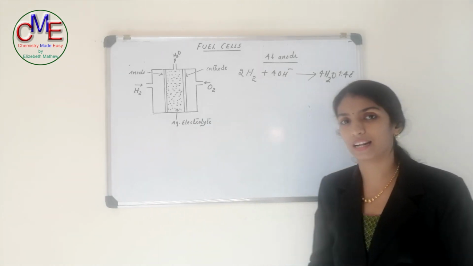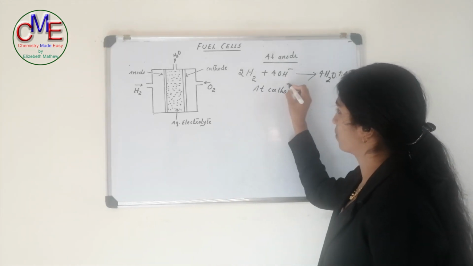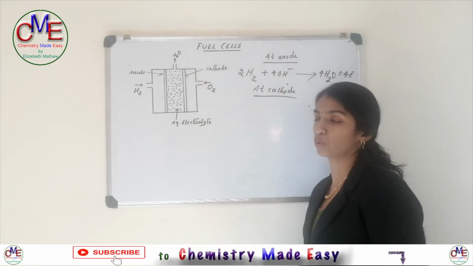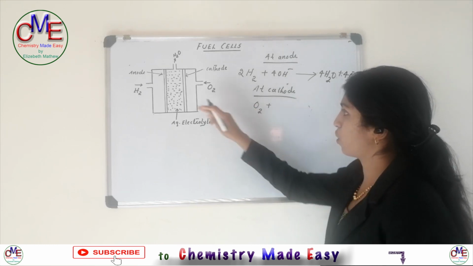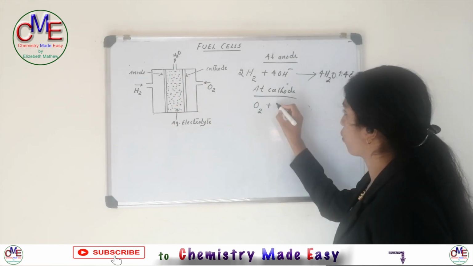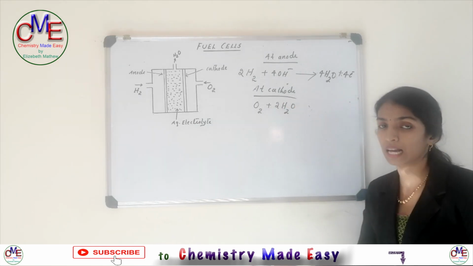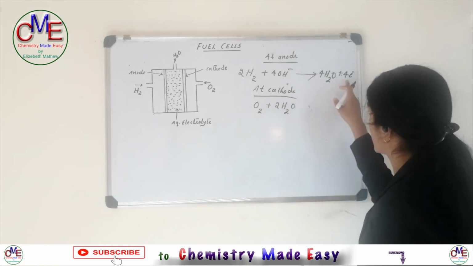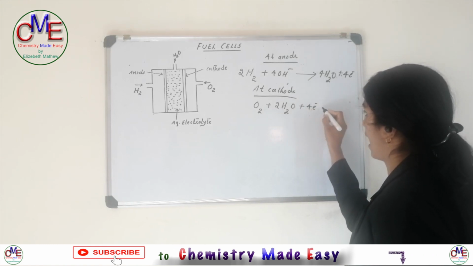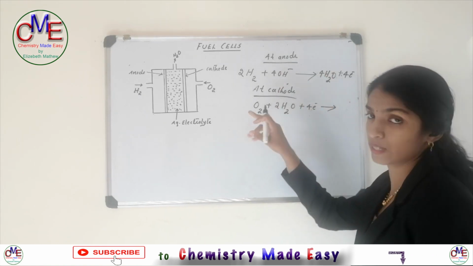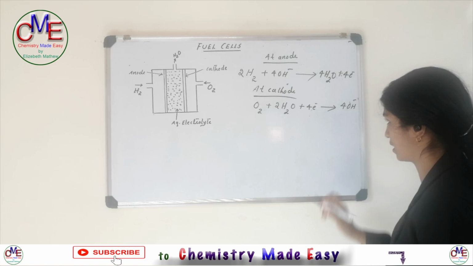Then what is the chemical reaction at the cathode? At the cathode, we can write here oxygen gas is bubbled through the cathode. So oxygen gas is there, and the H2O molecule which is available in this electrolyte, O2 + 2H2O. At a cathode, reduction always occurs. Reduction means addition of electrons. Here 4 electrons are released at the anode, and these 4 electrons are accepted by the particles present at the cathode, and we will get the product 4OH-.